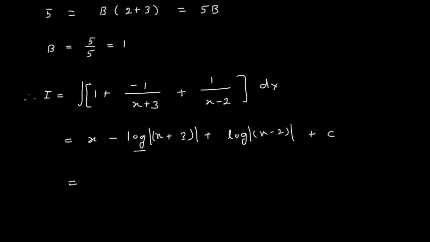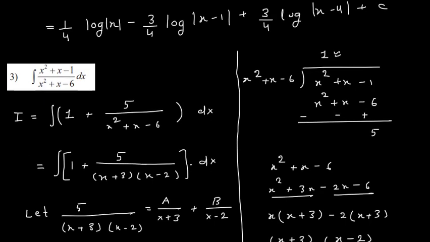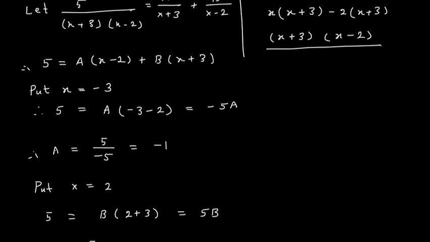Now this is also with log, this is also with log, so I will use the property of log and I will say that this is x plus log of (x minus 2) whole divided by (x plus 3), and plus c. So this is your integration I. So this is the value of I, right? Okay, understood? Yes, this is your third question.